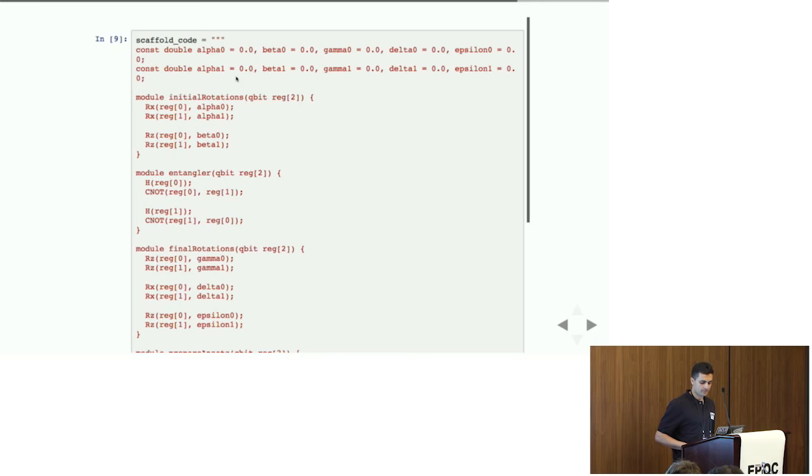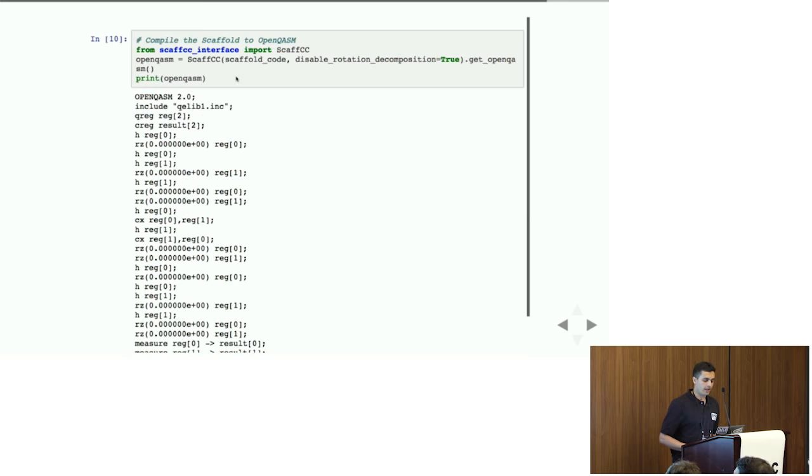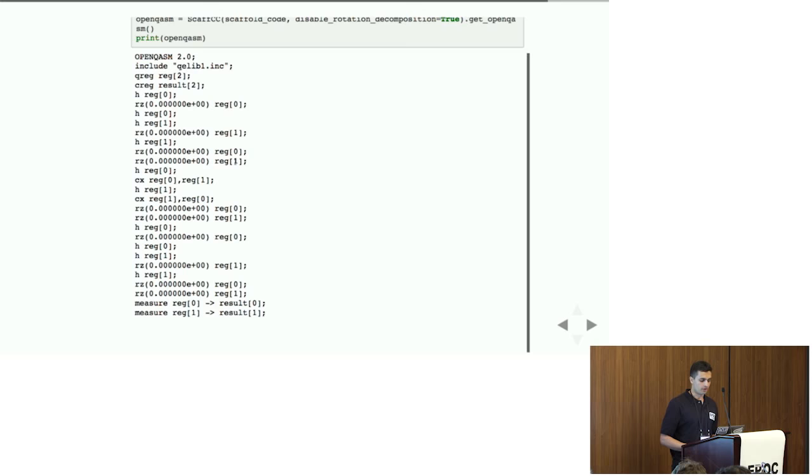The next step is below, it should say executing the code. And you can go ahead and just run that cell. Again, all that does is compile your code down to OpenQASM, and you should see your quantum assembly for that code. So for myself, because I just picked zero angles, I just have zero rotations for the z rotations all through.